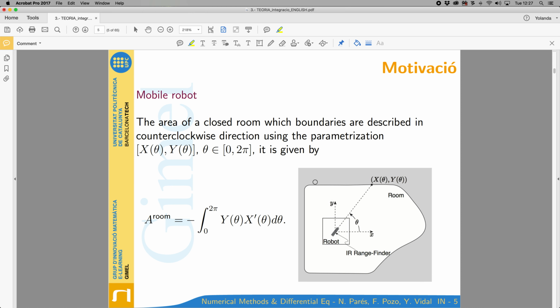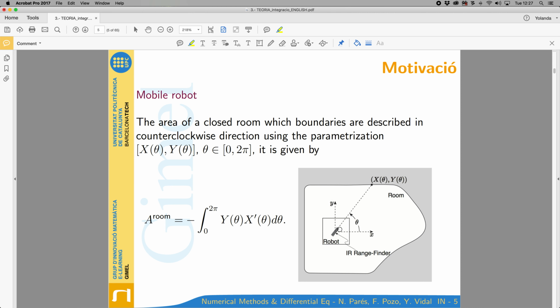Another case is the mobile robot example we saw in the previous topic. Remember that this robot was sending an infrared signal, and this was going back here, and then we measured the voltage and we could estimate the distance to the wall. What we were doing is to somehow reconstruct the shape of the room. So we had this x theta and y theta that were giving me the position, the coordinates of the wall, given the angle that I'm using to sense.